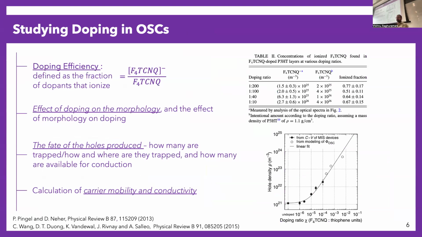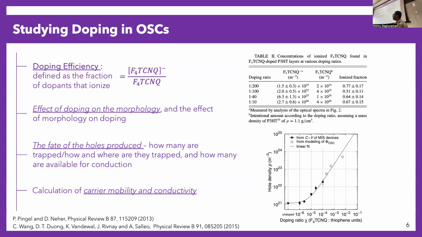So here are the four areas of study I think are very useful for computational modeling of organic semiconductors, for which I'm currently going to talk about the first two. So first is to study the doping efficiency, which is once you dope your system, how many of your dopants are actually useful, as in how many of them are actually ionizing. And that can be very easily quantified by taking the amount of F14Q ions that you have, dividing by total amount of F14Q.